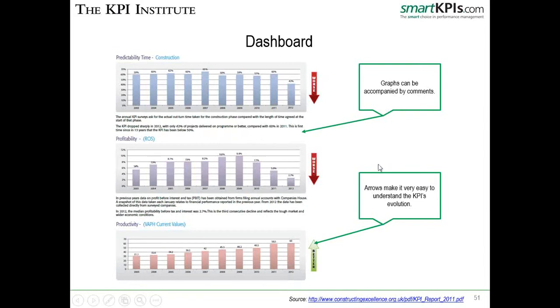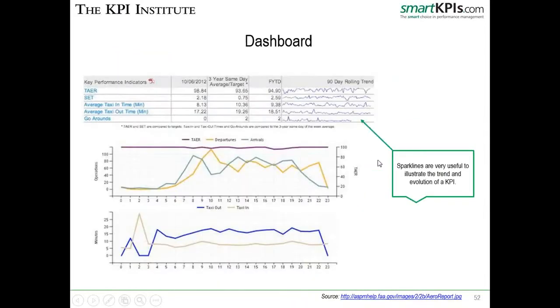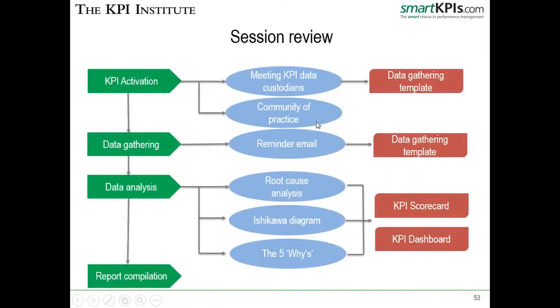Also, arrows make it very easy to understand the KPI's evolution. Now, another way to represent the KPIs is using sparklines. And sparklines are very useful to illustrate the trend and the evolution of a KPI. So again, it's a best practice that can be employed. It is usually part of the Microsoft Excel solution.